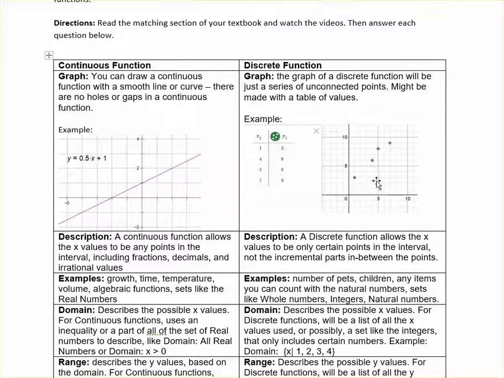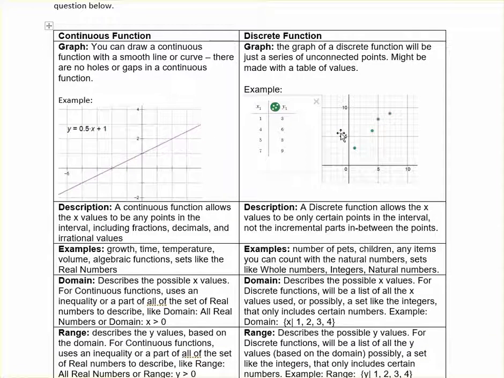Here's an example of a discrete graph over here. It's just a set of points. You do not connect the points. You do not draw a curve or a line through them. The points might go in a line or might make a pattern, but you don't connect them for discrete. It's just points.